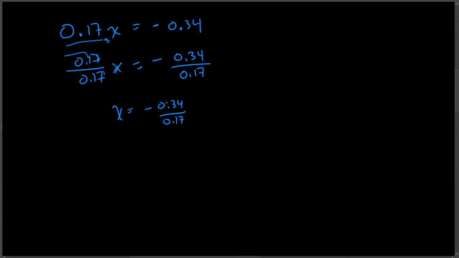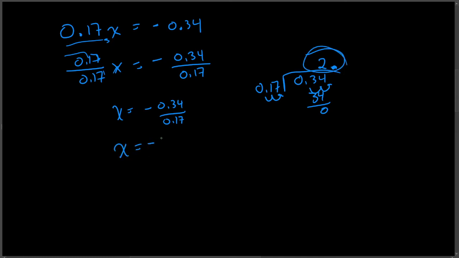We know it's going to be a negative number, so we'll take 0.34 and we're going to divide it by 0.17. I have to move my decimal place over twice here, so I move it twice over here. And 17 goes into 34 twice. 2 times 17 is 34. And I have no remainder, so I'm done. X is equal to negative 2.